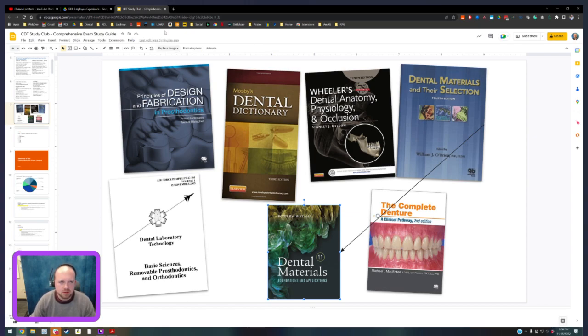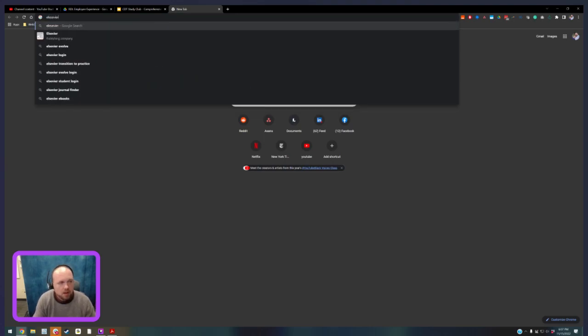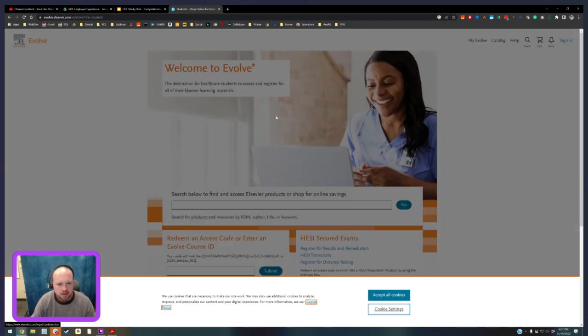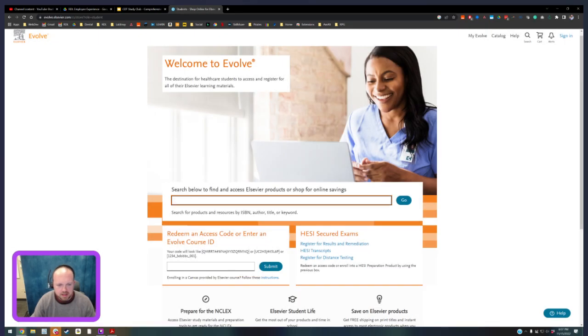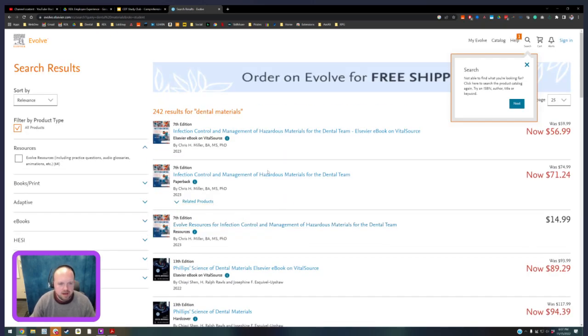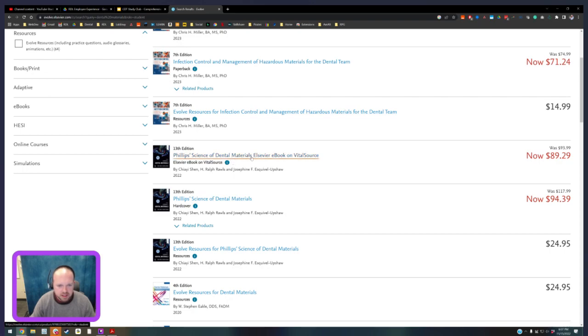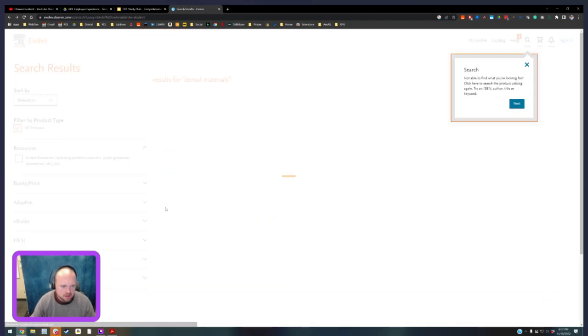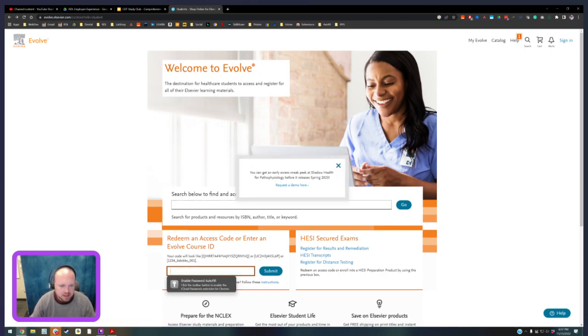All you have to do is, for example, go to Elsevier's online portal and when you're in here, you just take your ISBN or title or keyword. So it's like dental materials, right? So when I buy this book, I would just go to Elsevier's website and then I would say Phillips Science of Dental Materials, Elsevier ebook on Vital Source. And I'm looking for the supporting features. So you have an access code and enter an Evolve course ID, and that's in your book. So you can just click that. It's basically just the ISBN number off the back. Okay. So you take the ISBN number off the back.